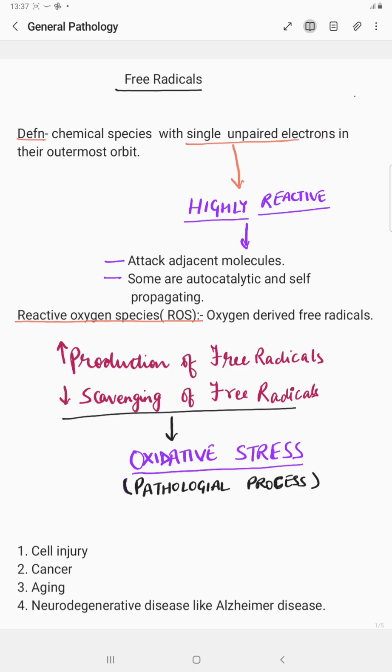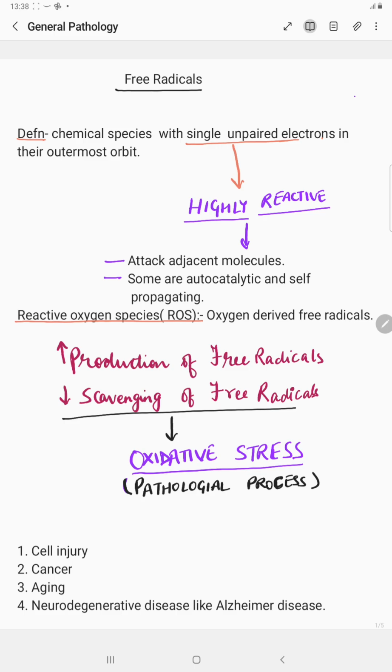So what are free radicals? They are chemical species with single unpaired electrons in the outermost orbit. They are highly reactive, so they attack adjacent molecules. Some are autocatalytic and they are self-propagating in nature. What are reactive oxygen species? The reactive oxygen species are oxygen-derived free radicals.